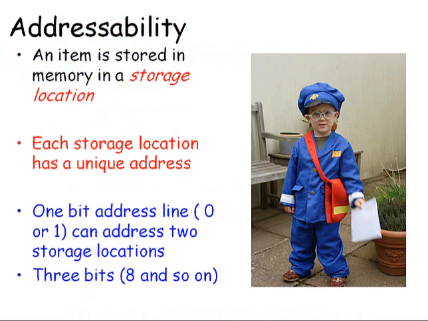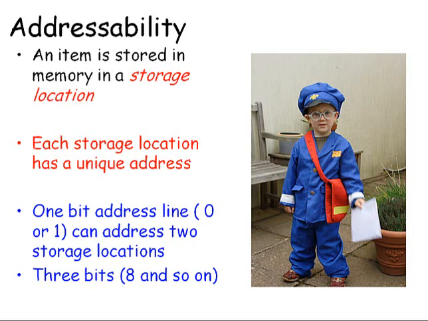Addressability is something that we hope you remember, and that's all to do with how every piece of information is stored in a unique storage location. Every address is a unique location, and that means that everyone has a unique address. Now this goes back to what you should hopefully know about binary. If you have a 1-bit address line, it would only be able to address 2 locations, the locations 0 and 1. If you increase it to 3 bits, there would be 8.